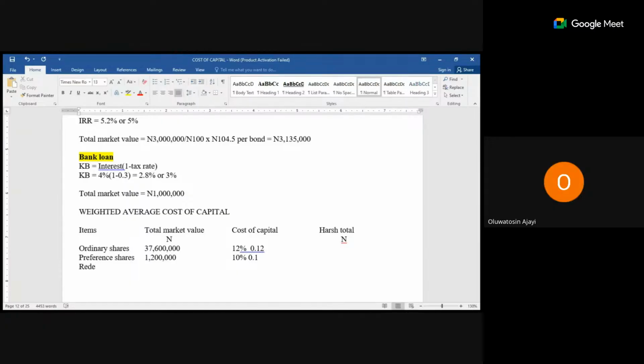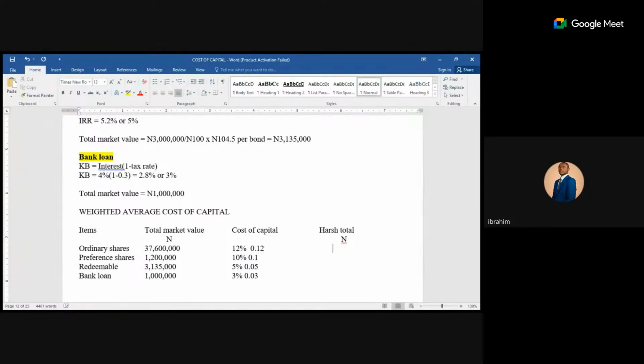The next one is what? Redeemable bond. This is 5%. Redeemable, right? Bank loan. So this is 3%. 0.03. So what do we have here?